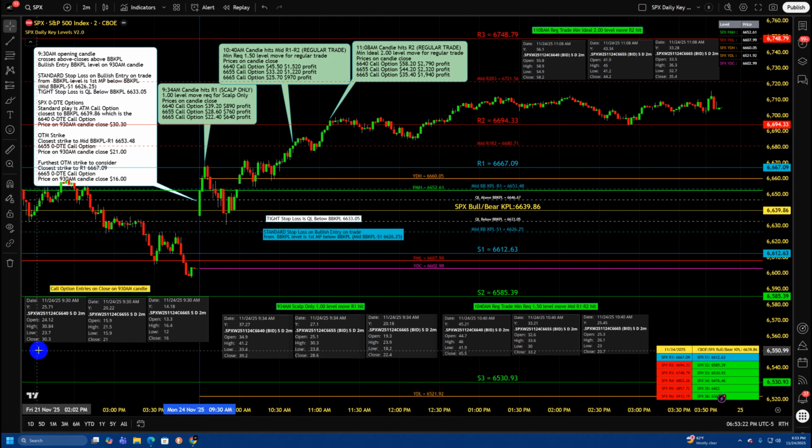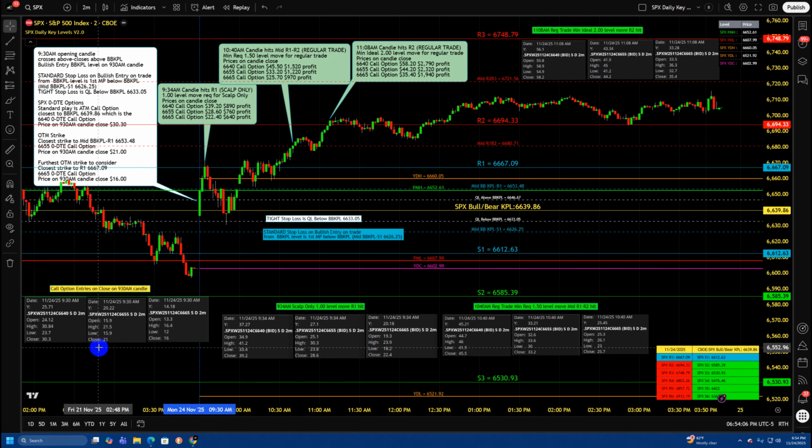The price on the candle close here, as you can see on this 9:30 a.m. 2-minute chart, which is the recommended time frame for using this indicator, was $30.30. For the first out of the money strike on this particular trade, you simply look in the direction that you're taking the trade, in this case bullish. You go to the first midpoint above the level you're taking the trade from, and that is this mid BBKPLR1, 66.5348, and so the 66.55 call option is the closest strike to that. The price on the 9:30 a.m.